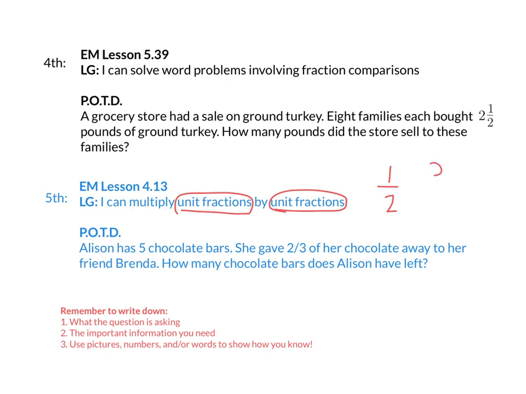In this fraction, what are the units? 8s. How many of the 8s do I have? 3. That's more than 1 unit, so it's 3 8s. Is it a unit fraction? No. How do I make it into a unit fraction? I have to change the numerator to a 1. So, as a reminder, a unit fraction is any fraction where the numerator is a 1. Today we're going to be multiplying a unit fraction by a unit fraction. That's our goal. We're going to be able to do that by the end of this lesson.